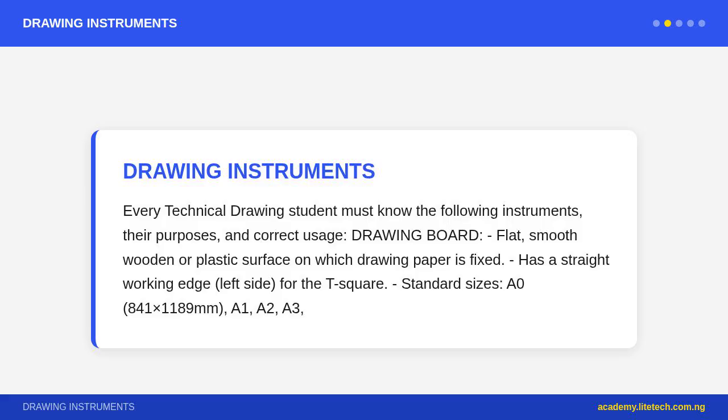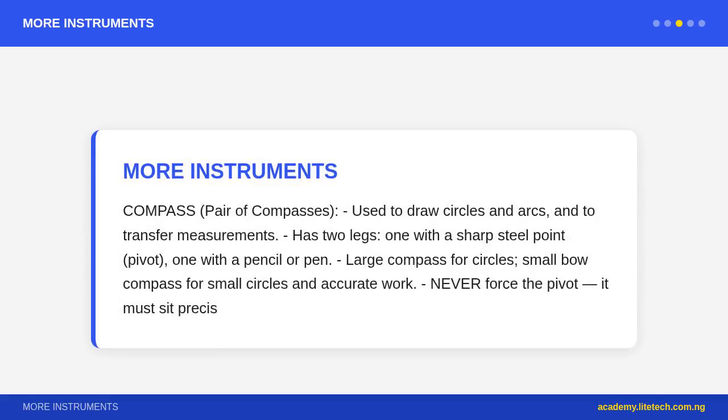Dividers. Similar to compass but both legs have steel points, no pencil leg. Used only for measuring and transferring distances, never for drawing. To transfer a measurement, open dividers to exact distance on scale, then mark on drawing.